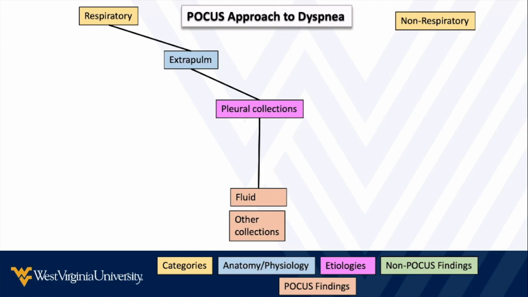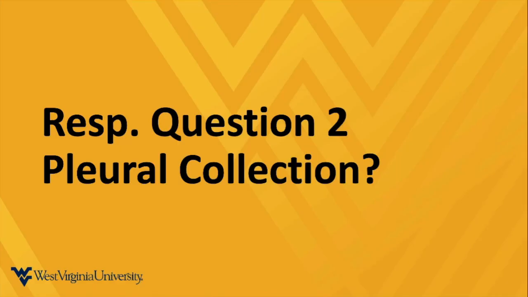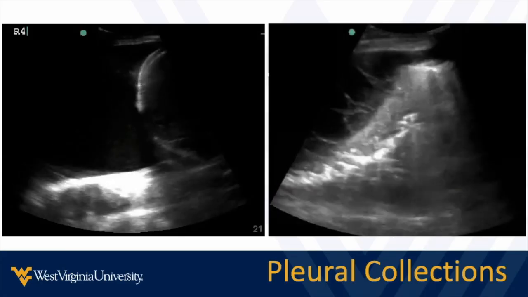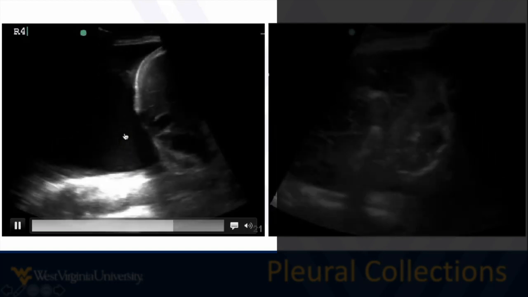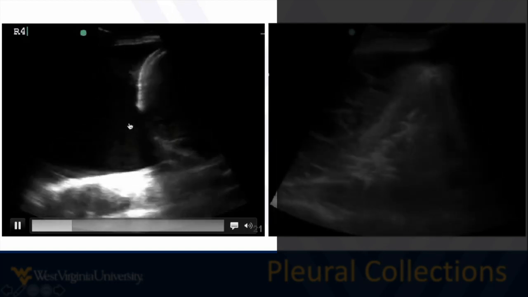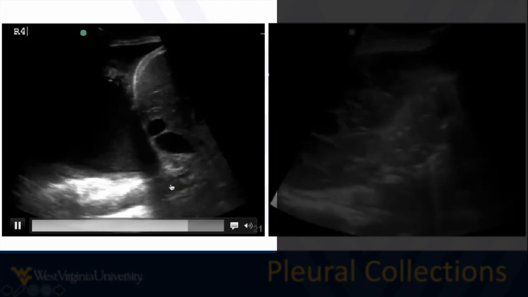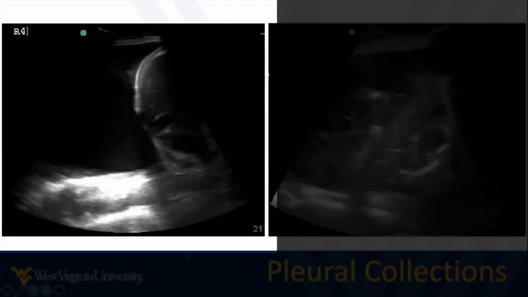Usually we're going to talk about fluid, but there may be other things. So that's respiratory question number 2. Is there a pleural collection? And most of the time, again, it's going to be simple fluid. We identify the diaphragm, and then we can see, is there fluid here? And we usually like to examine it and see how much is there. We can see the spine sign. We can even see the descending thoracic aorta here.